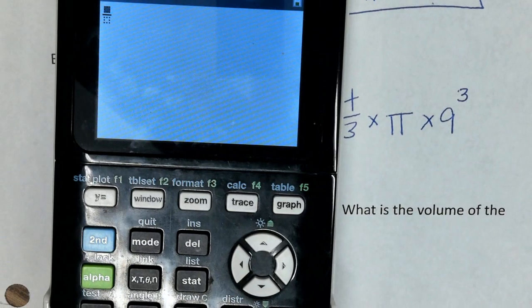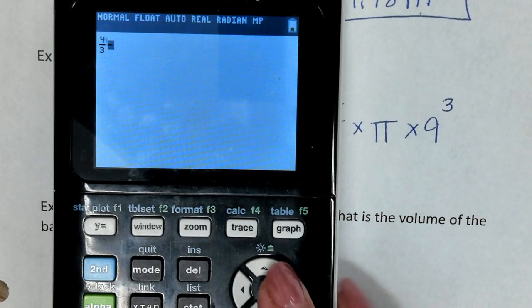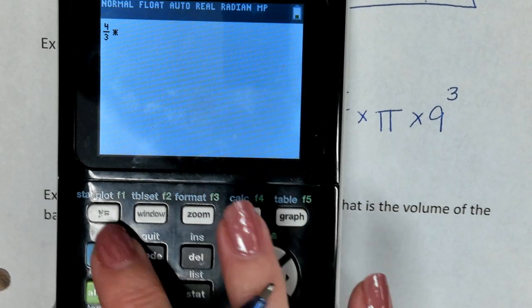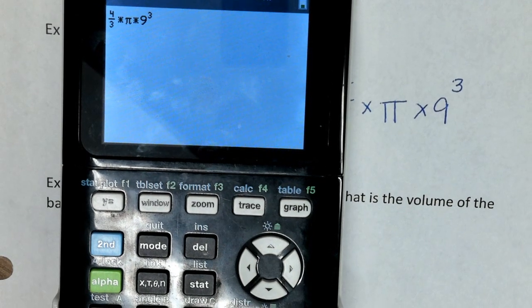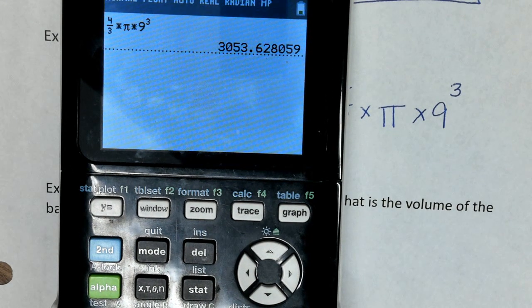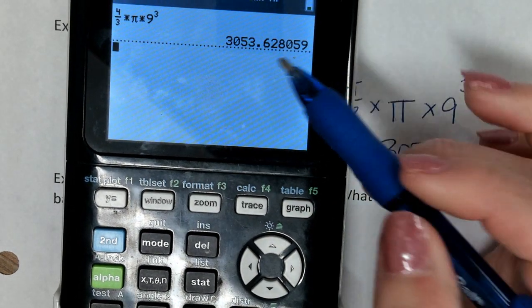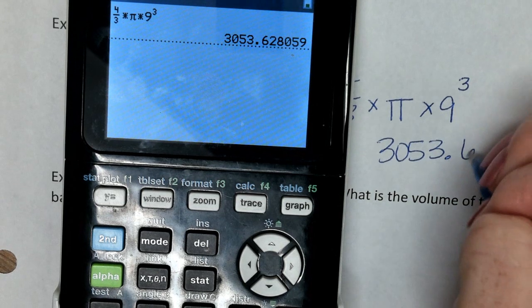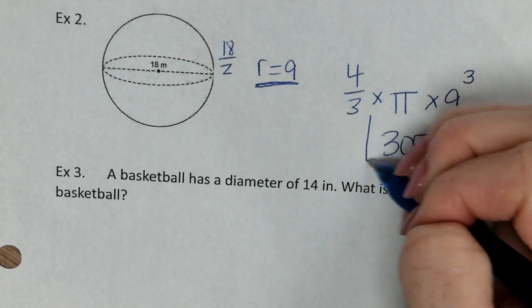Again, make sure the 4 goes on top, the 3 on bottom. Make sure you tab out before you hit times pi. Times 9 to the 3rd power, and that's your answer. 3,053. Point, would it be 62 or 63? 63 meters what? Cubed.